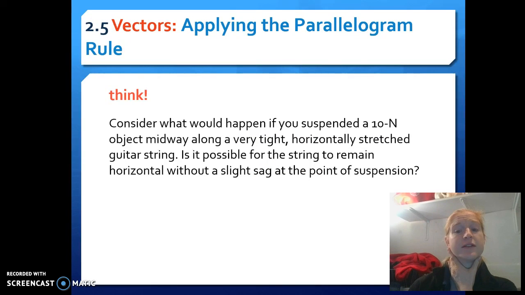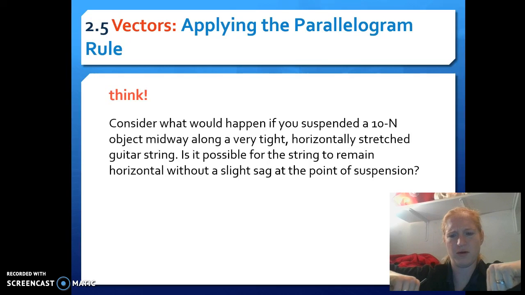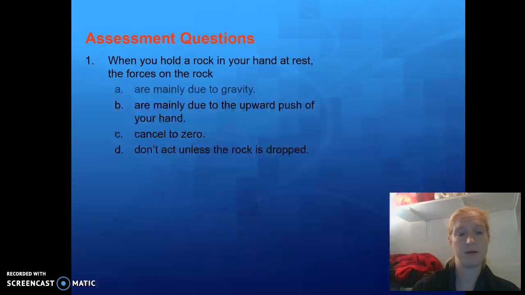Consider what would happen if you suspended a 10 Newton object midway along a very tight guitar string. Would it be possible for the string to remain horizontal without a slight sag? No. It's the same as a strongman on a wire. Nearly impossible to hold that up. The guitar string is always going to sag because of the level of tension that that weight would apply.